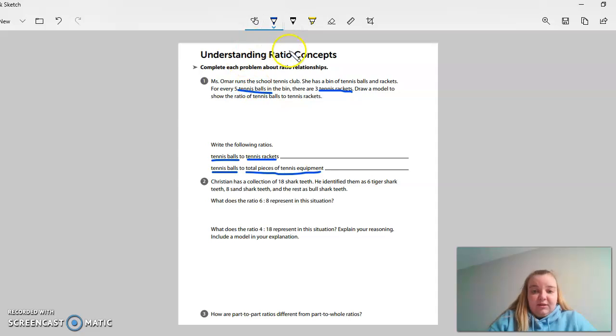So, when you're dealing with ratios, it is just a way to compare some part to one part, or a part to a whole, like down here. So when it asks you to write the following ratios, there are a few ways that you can write them.